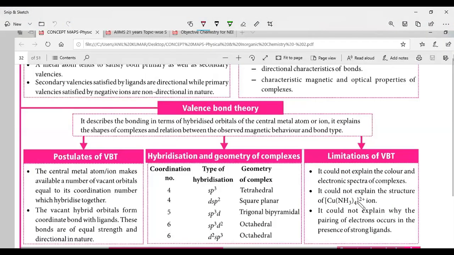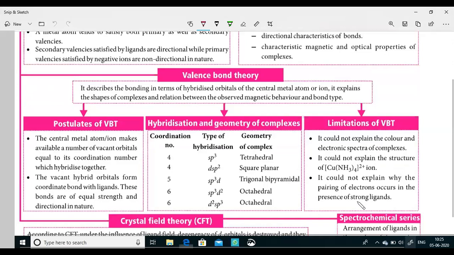Fine. Next, valence bond theory. In order to explain the demerits of Werner's theory, what are the limitations of Werner's theory? Those limitations are explained by the valence bond theory. Whatever points Werner's theory didn't explain were explained by the valence bond theory.